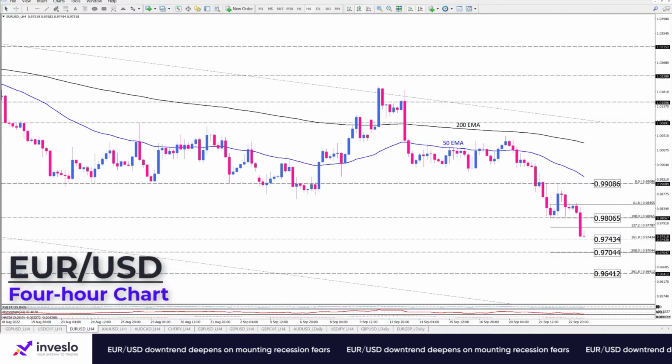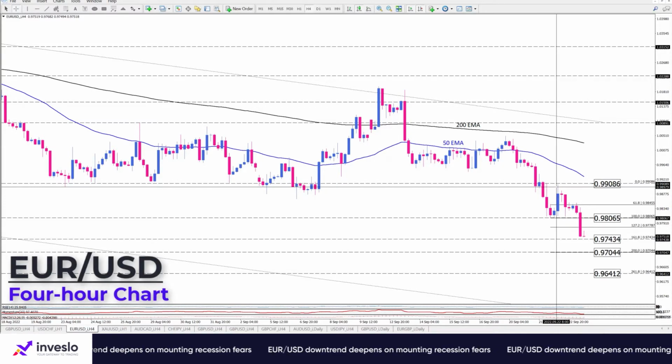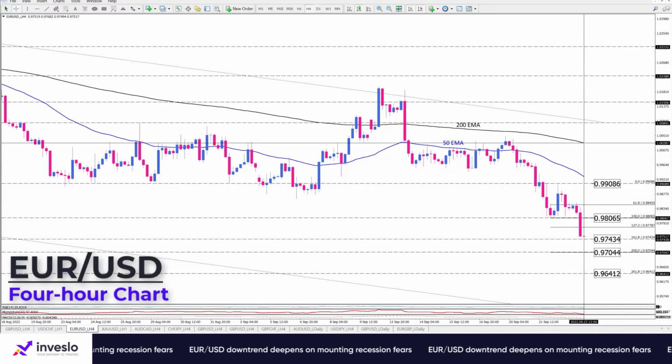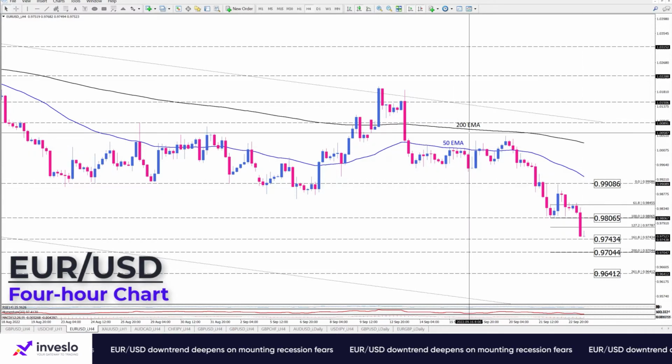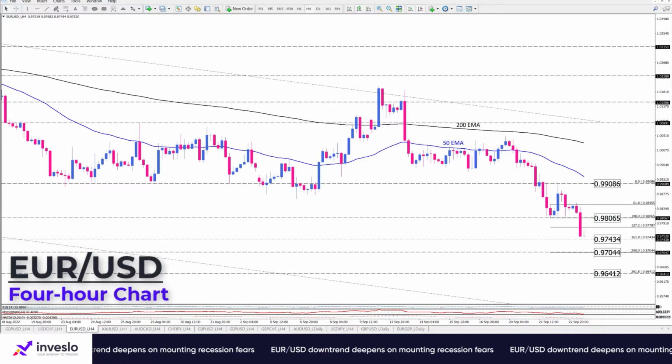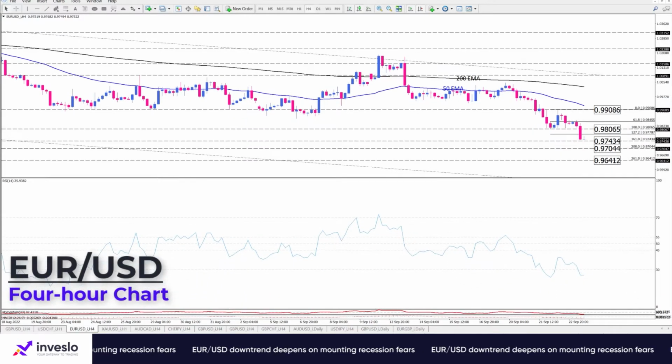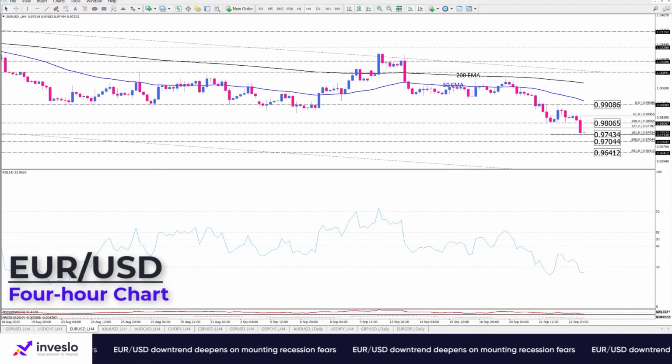However, diverging exponential moving averages exhibit accelerating bearish sentiment, with the 50 EMA being below the 200 EMA. Also, short-term momentum oscillators reflect a bearish bias in the market right now. We see RSI is floating in the oversold area below the 30 level.